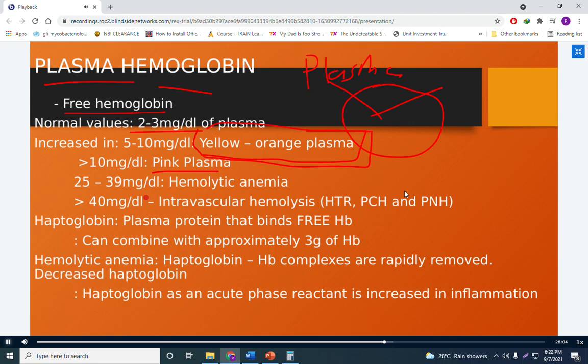Then, we have your 25 to 39 milligrams per dL. You have your hemolytic anemia. Plus, what happens kapag may hemolytic anemia ka? Ano nangyayari sa red cells niyo?